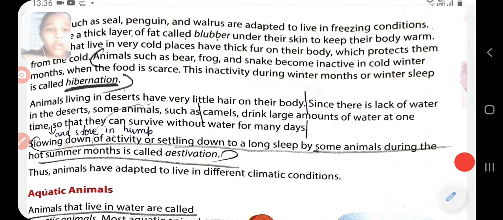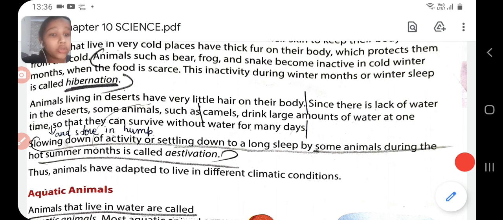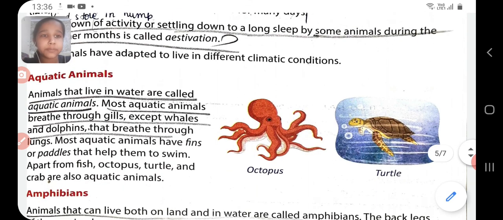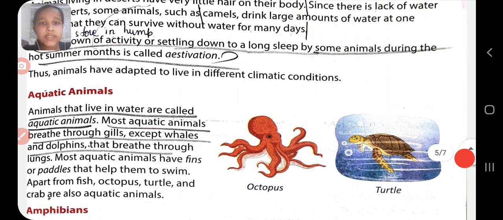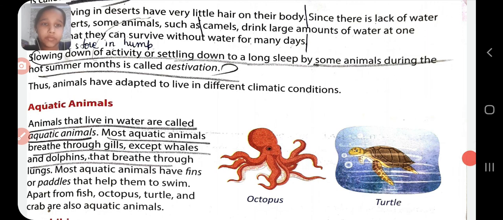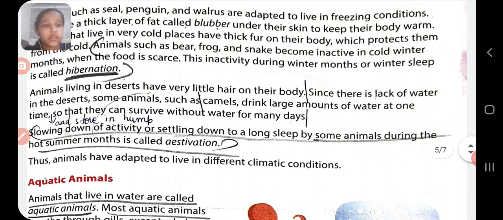Slowing down of activity or settling down to a long sleep by some animals during the hot summer months is called estivation. So we read hibernation, which happens in winter; similarly, the same thing happens in summer, which is called estivation. Thus animals have adapted to live in different climatic conditions.